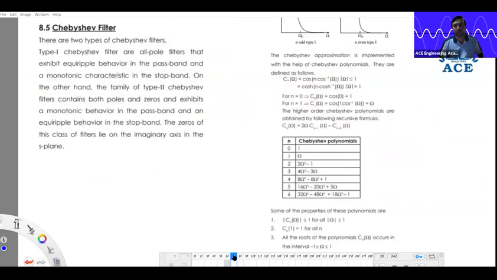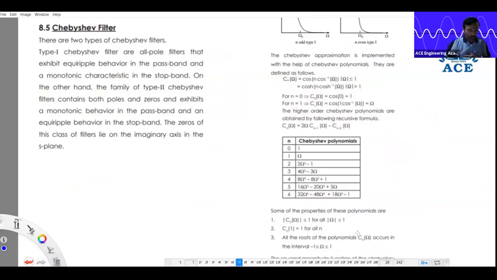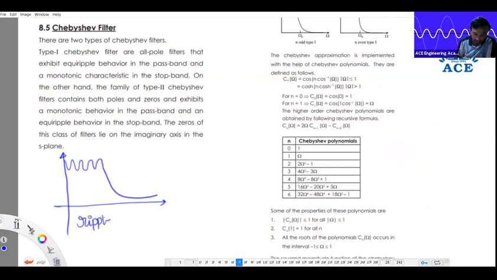The next form of filter which we are using is called a Chebyshev filter. Chebyshev filter nature is, it can maintain ripples in any one band. If you are maintaining ripples in pass band and monotonic nature in stop band, that is called a type 1 Chebyshev system.